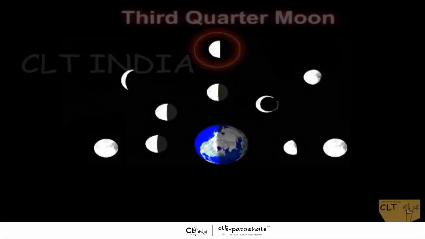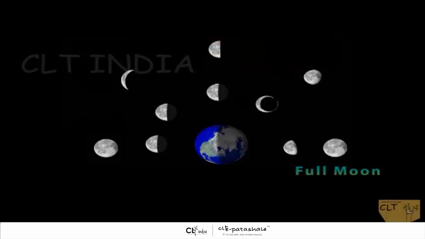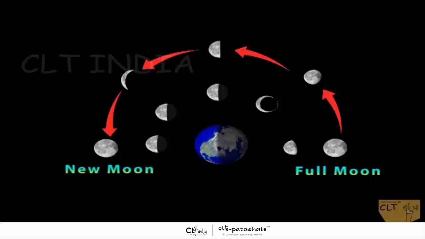Sometimes the third quarter is also called the last quarter. The left half of the moon appears lighted and the right side of the moon appears dark. During the time between the full moon and the last quarter moon, the part of the moon that appears lighted gets smaller and smaller every day. It will continue to shrink until the new moon, when the cycle starts all over again.